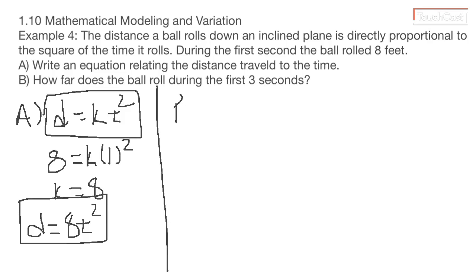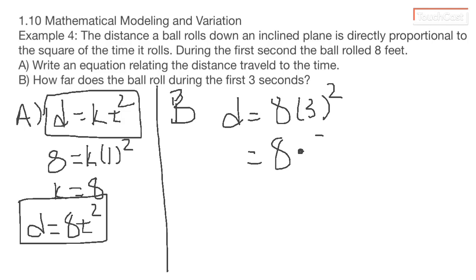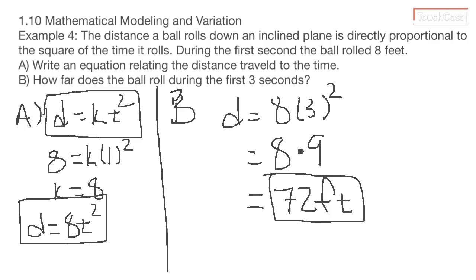Let's look at part B, where we are wondering how far does the ball roll in the first 3 seconds. Well, all we're going to do is replace t with 3. So d is equal to 8 times 3 squared. And we know 3 squared is 9, so we have 8 times 9, and 8 times 9 is 72. So that means in the first 3 seconds, the ball travels 72 feet.